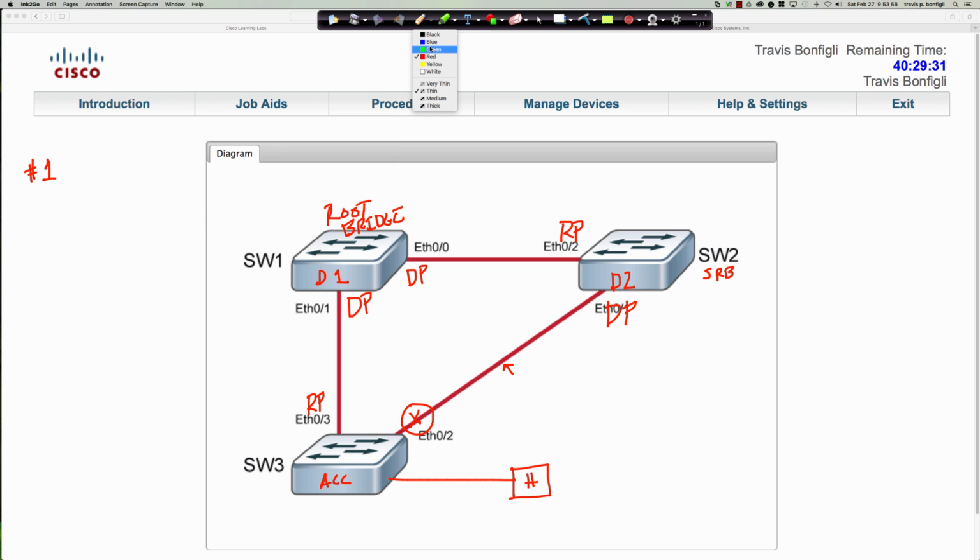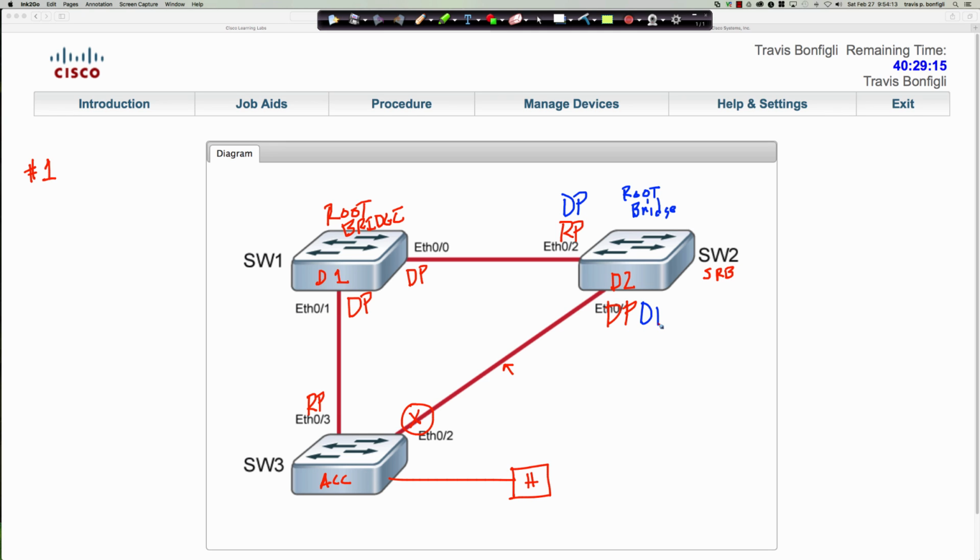So then let's change colors. So let's say that this is the root bridge, that distribution 2 is my root bridge. So if this is the root bridge, that would be a designated port.